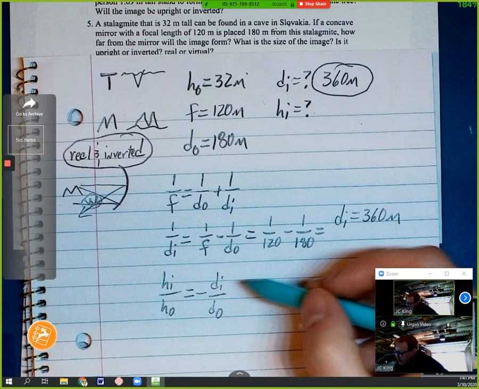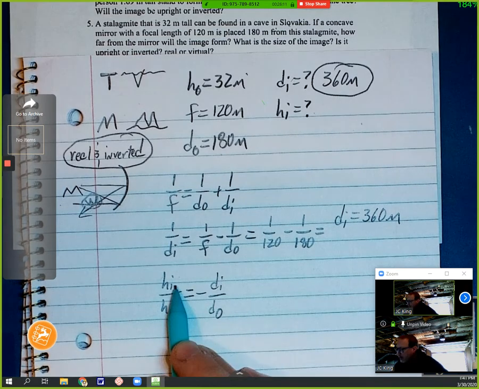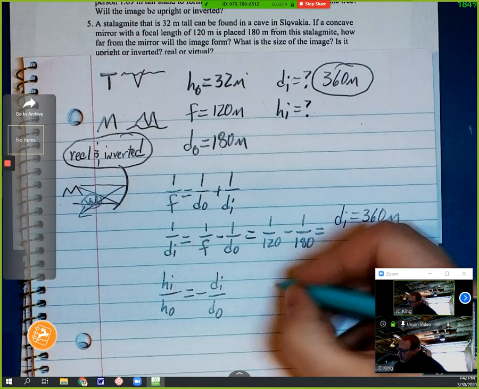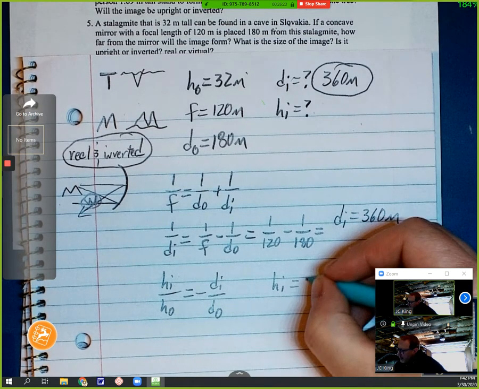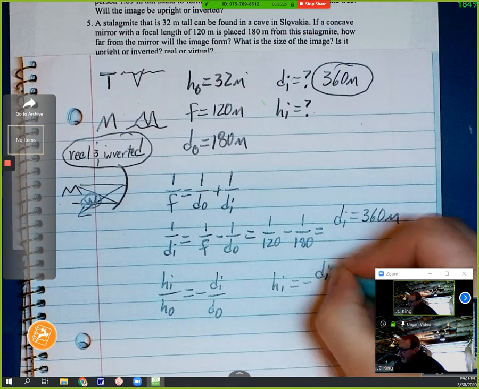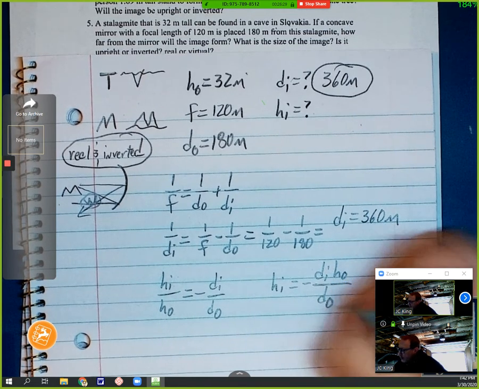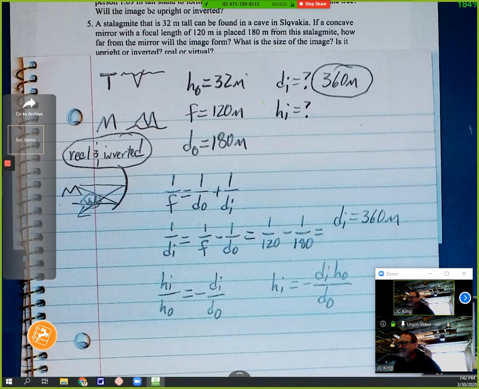So we could plug these in and cross multiply to find the one that we need, which is hi. We could also rewrite this equation to get hi by itself, and that would be easy enough. That would just be multiplying both sides by ho. So hi is equal to negative di times ho over do.